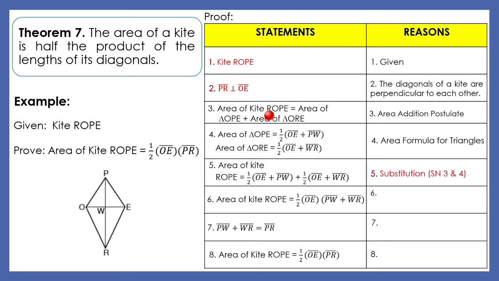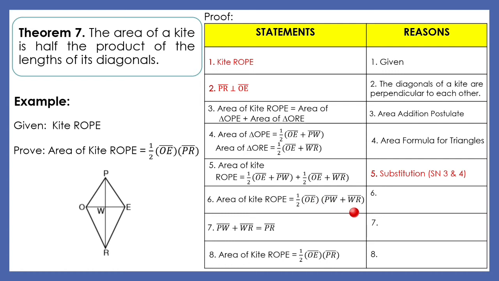Substitution of statements number 3 and 4. So, yung statement number 3, yung area ng ROPE, sinubstitute natin itong mga area ng triangle OPE at saka area ng triangle ORE. For number 6, we have the area of kite ROPE equals 1/2 times line segment OE times the sum of line segment PW plus WR.